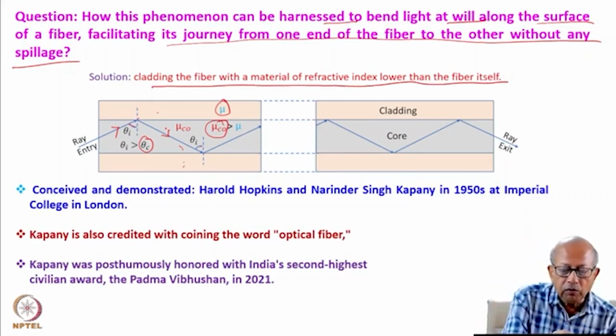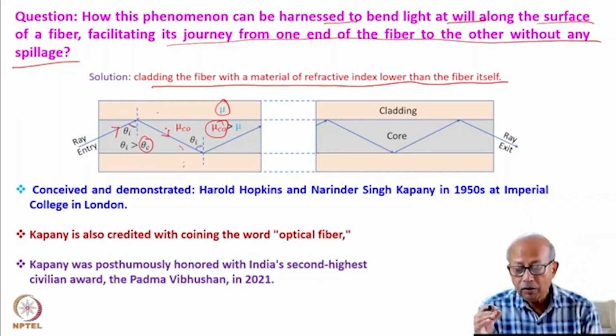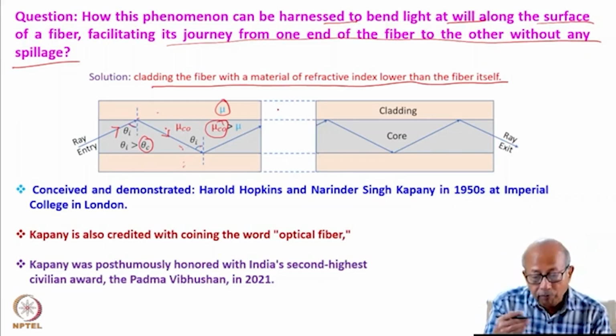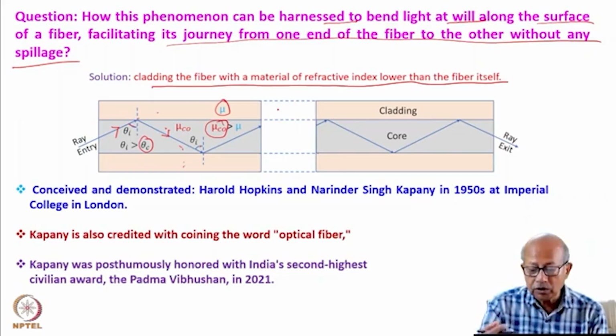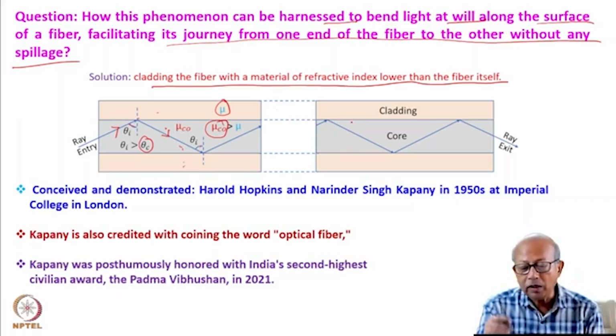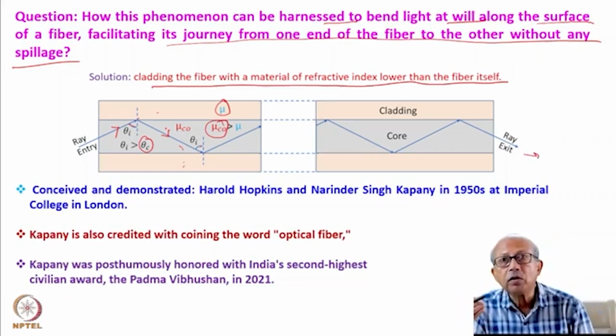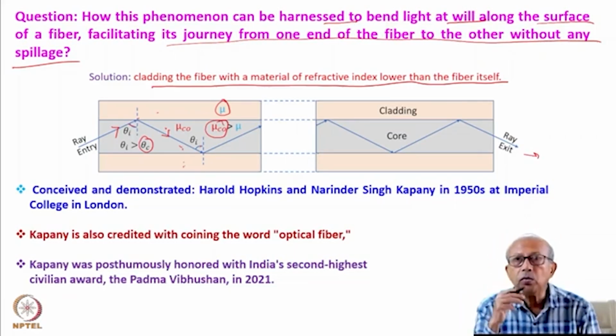Therefore, this beam of light will travel down the fiber through such zigzag paths, undergoing reflection every time it interacts with the core and clad interface, and would reach the other end without any loss of energy, any spillage of energy through refraction.